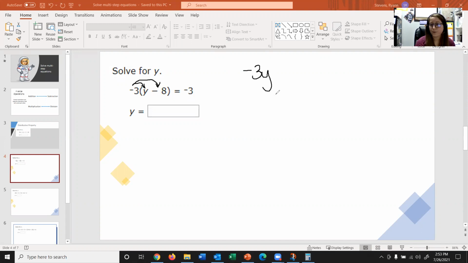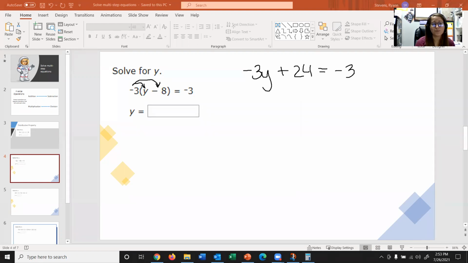Remember your rules with multiplying integers, okay? A negative times a negative will give you a positive answer. So we're going to actually have a positive 24. 3 times 8 is 24, and our answer will be positive. And then this is going to be a -3.